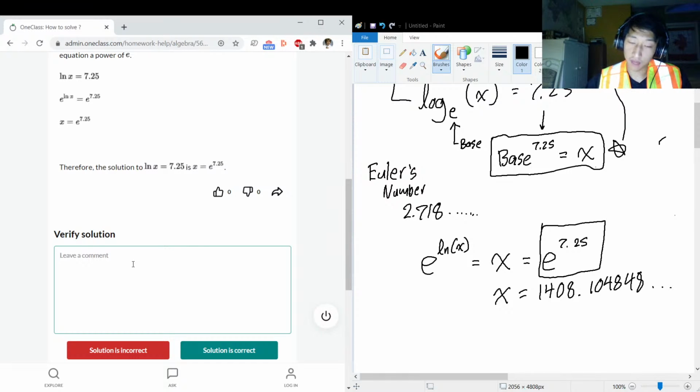Logarithms, natural logarithms or regular logarithms, they're pretty simple once you get the hang of them. So the above solution is good. Okay, awesome.